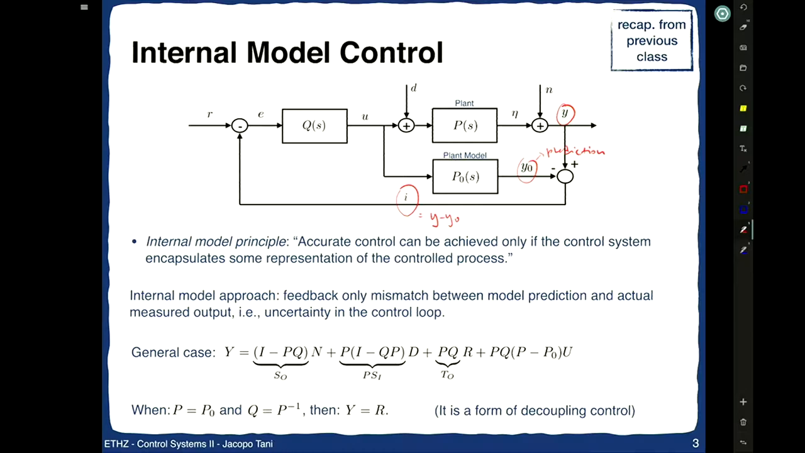So first big takeaway, we're feeding back the uncertainty. Second big takeaway is we are comparing in the same control loop what the plant is and actually what our model is.